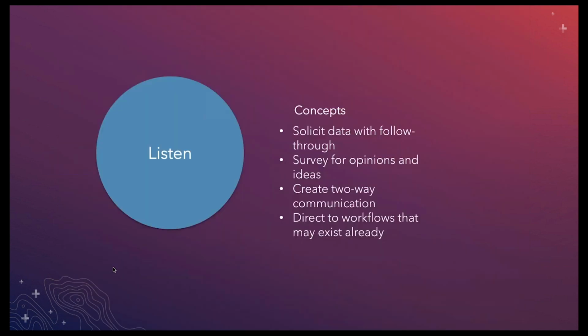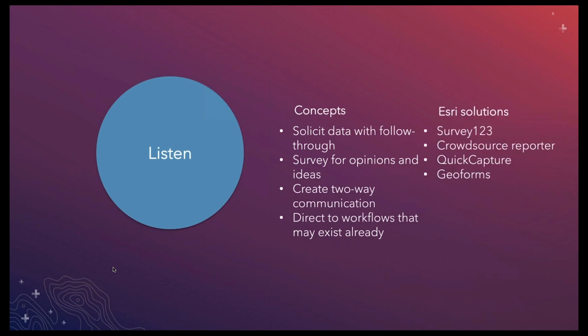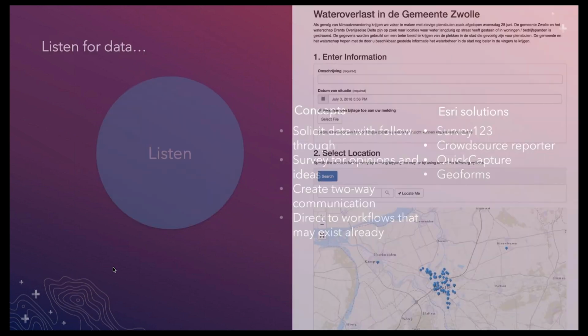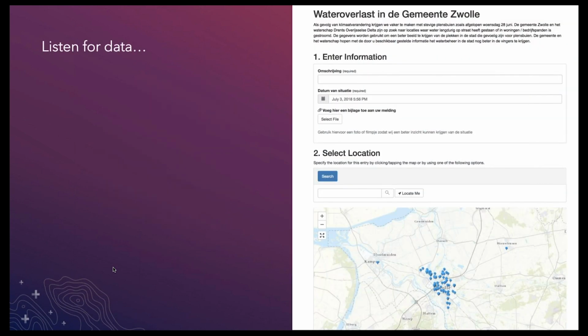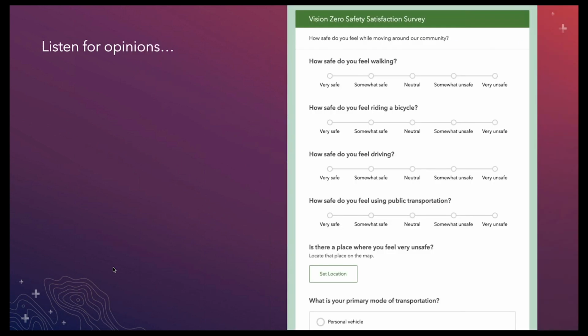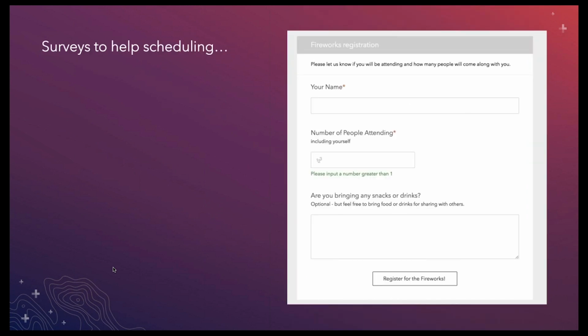All right, great sites also listen, and listening involves soliciting data with follow-through, surveying for opinions and ideas, other ways to create two-way communication, or directing people to workflows that may exist already within your organization. Those can be accomplished through different Esri solutions, including Survey 123, Crowdsource Reporter, Quick Capture, and Geoforms. You can listen for all kinds of things, including data. You can listen for opinions, and just try to get subjective information about how safe people feel on a bike or driving in your city. Or you can use surveys to help with scheduling.